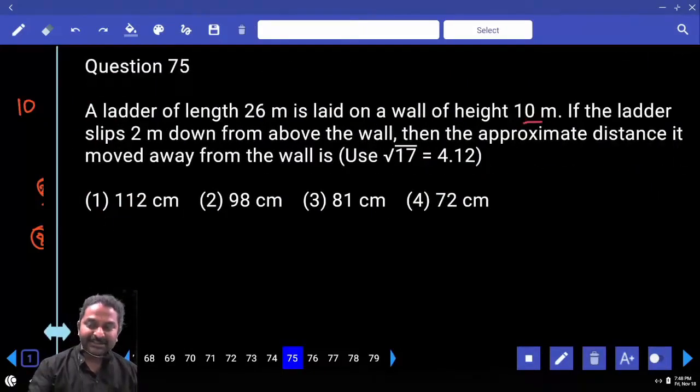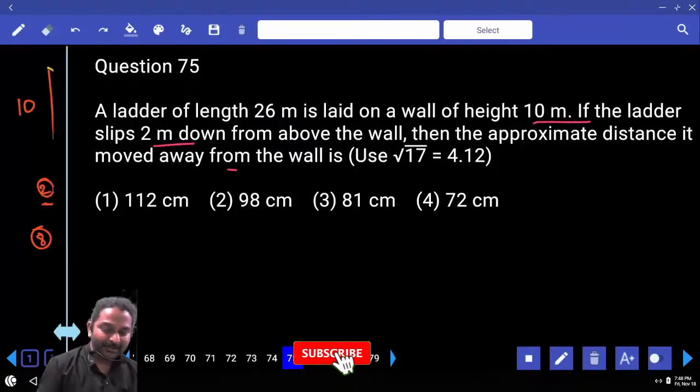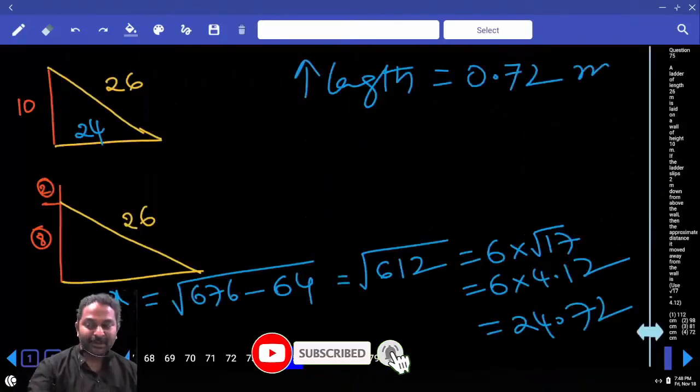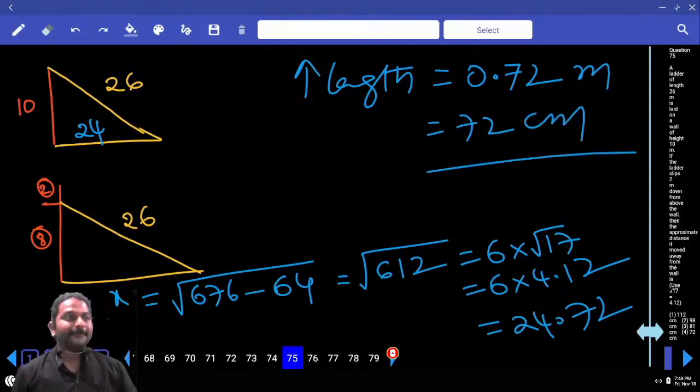All the data given to us is in meters, so it is 0.72 meters. The same we can write as 72 centimeters. Done? Right.